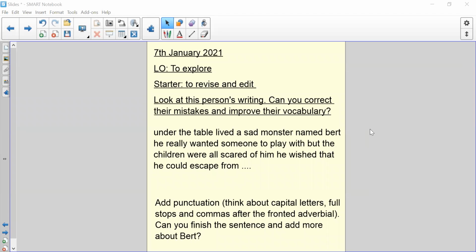So, under the table lived a sad monster named Bert. He really wanted someone to play with, but the children were all scared of him. He wished that he could escape from. So what I would like you to do is rewrite the sentence, add punctuation, think about capital letters, full stops, and commas after the fronted adverbial. And can you finish the sentence and add more about Bert?